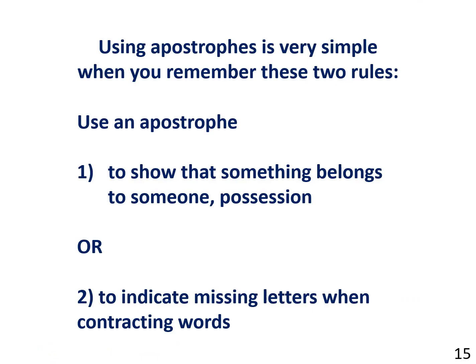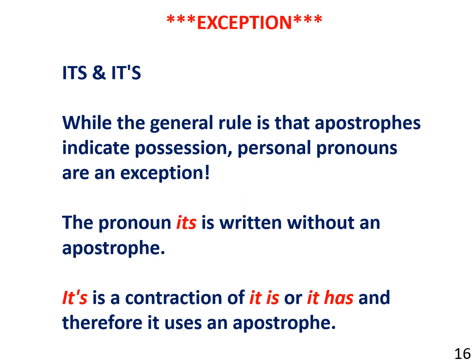So using apostrophes is very simple when you remember these 2 rules. Remember, use an apostrophe 1 to show that something belongs to someone, possession, or 2 to indicate missing letters when contracting words. Now note this exception, it's and its.